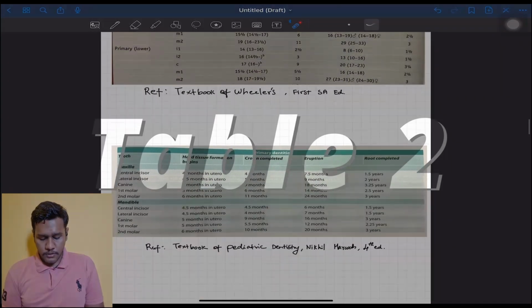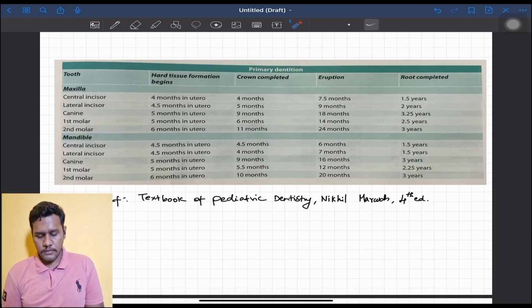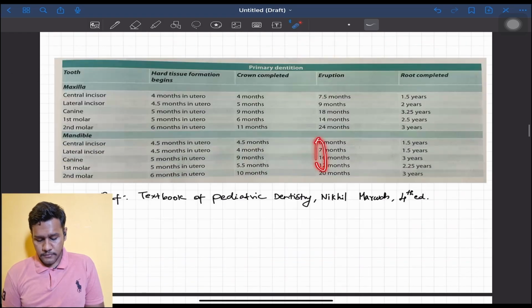This is given in the textbook of Wheelers. Next we move on to the textbook of pediatric dentistry. They have given the average values. The table will be simple to remember. The same values are given there, but they calculated the means and gave the mean values of 6 months.